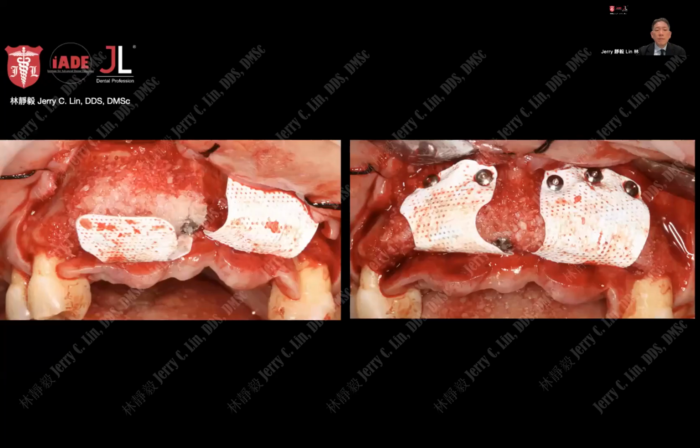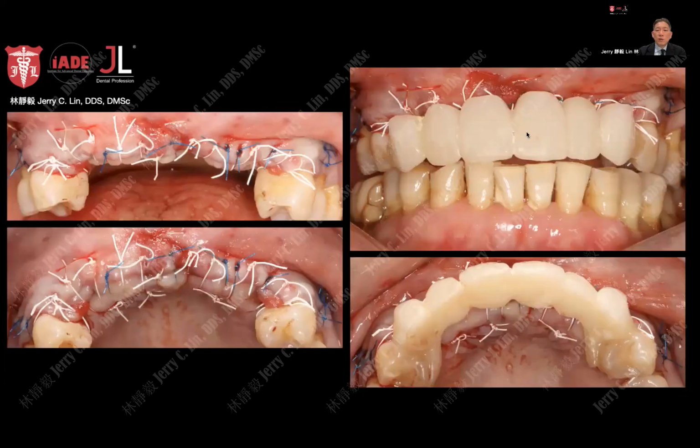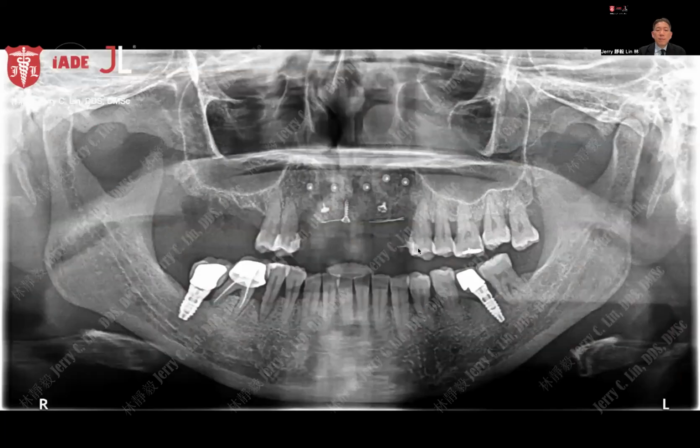Okay. And as a result, the bone augmentation, with two non-resorbable membranes and then a resorbable membrane. So we close it up. And here.